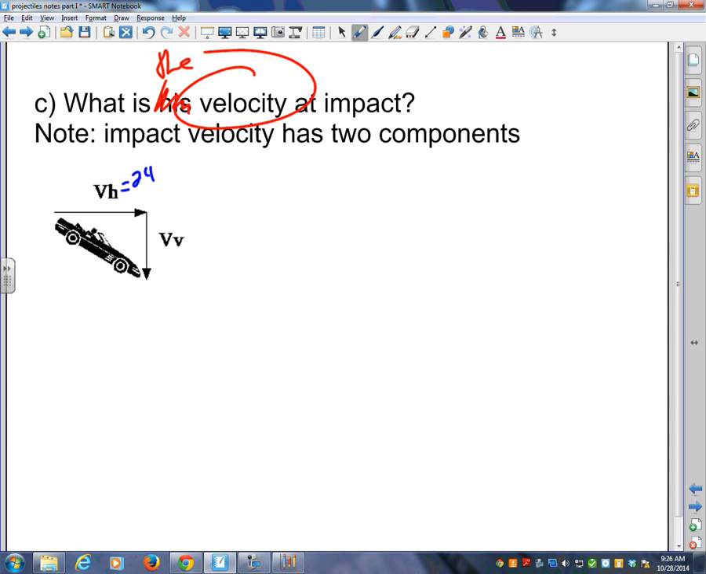Do we know the vertical component at impact? No. Can we figure it out? Of course. And that's the first step. What is the initial vertical component? 0. What is the acceleration due to gravity? Minus 9.8. What is the time? 3.02.